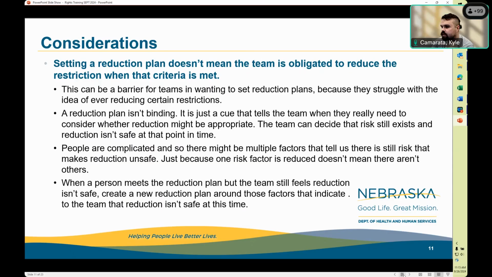So, Sarah, what happens if the entire team agrees that the reduction needs to happen and that we should lighten the restrictions that are in place, but the guardian says no? It is not entirely up to the guardian. Guardians choose for participants to be in our services. They choose their service providers and what services they receive.